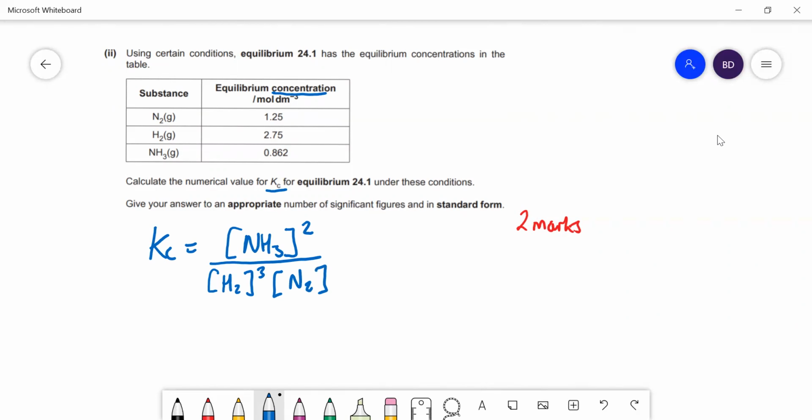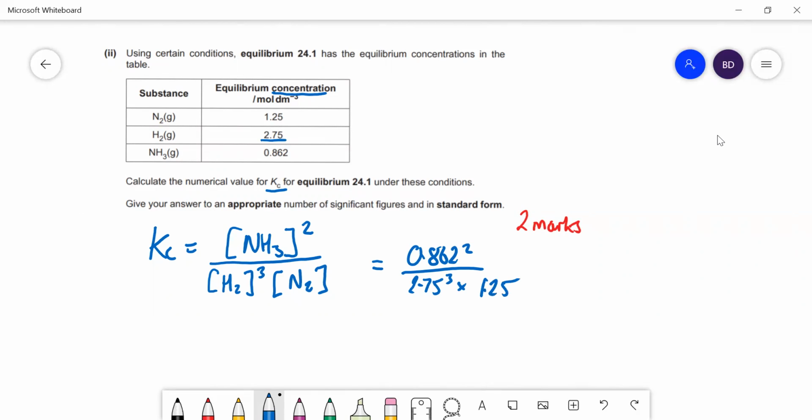Okay, and let's put the numbers in there. They do give us the equilibrium concentrations. They don't give us the equilibrium moles here, so we don't need to worry about that. So this is going to be 0.862 squared divided by 2.75 cubed multiplied by 1.25.